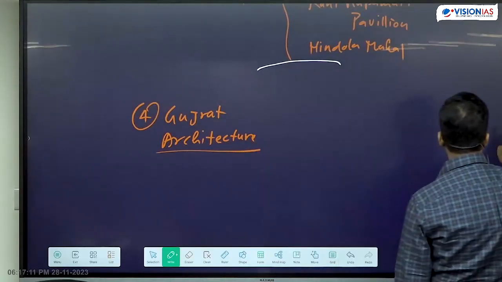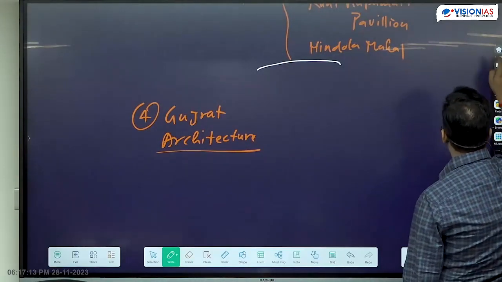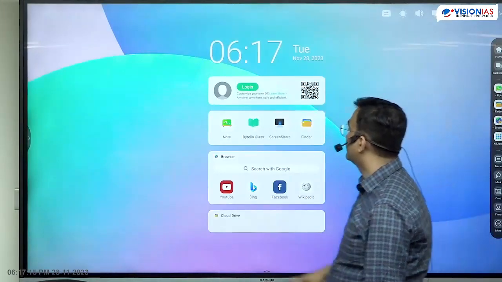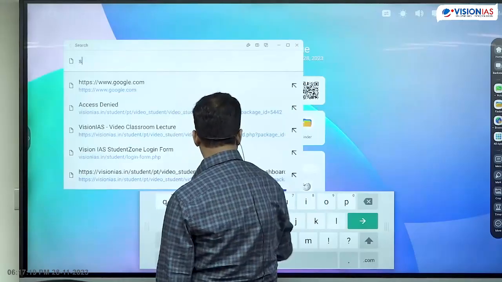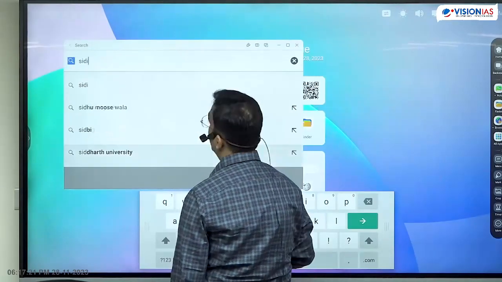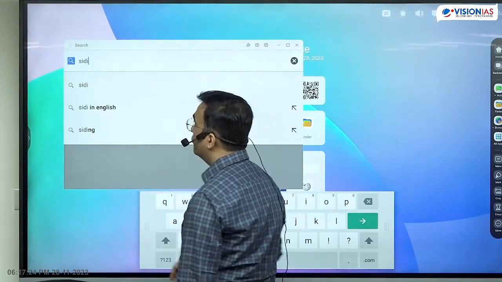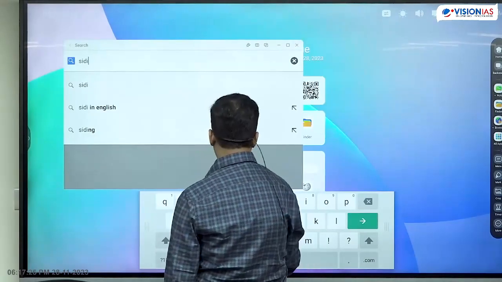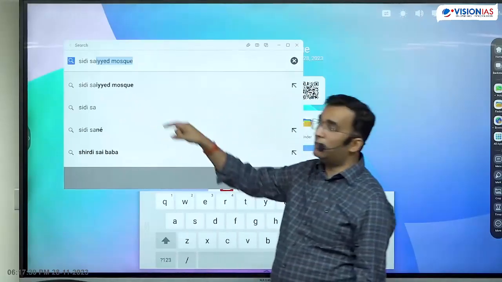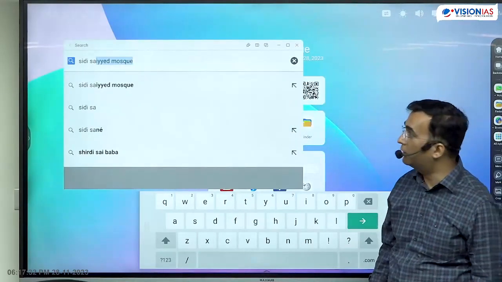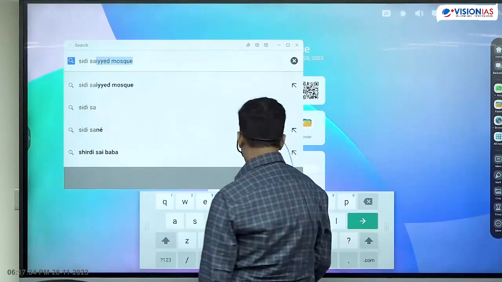jalis of India was created in, you write the one which I have mentioned, Sidi Sayyid Mosque of Ahmedabad.